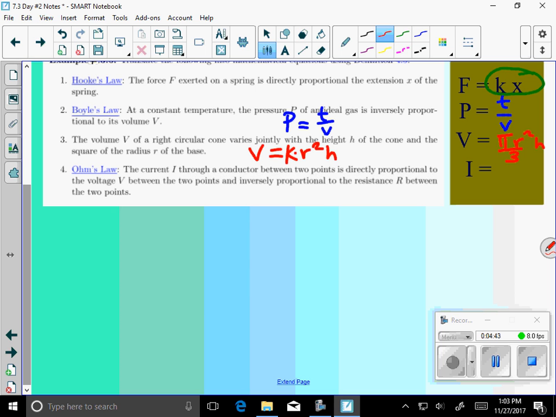Okay, last one. The current I through a conductor between 2 points is directly proportional to the voltage. Okay, so let's just put a constant in there. Directly proportional to the voltage, so we multiply by V, and inversely proportional to the resistance. Boom, done. So directly means it'd be in the numerator, right? Inversely means it'd be in the denominator. Therefore, we get our relationships there.